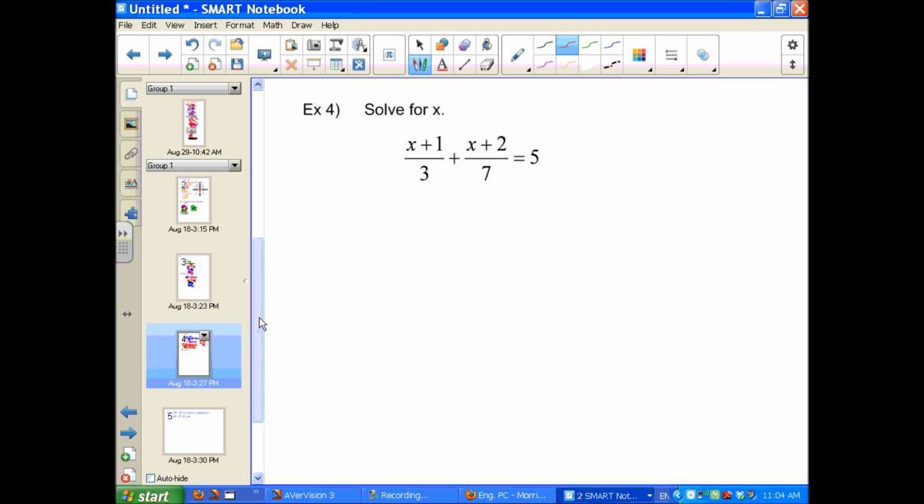What do you hate about that? Me too. So let's get rid of it. I want to multiply this whole problem by something that's going to get rid of both of those denominators. So I need something that both a 3 and a 7 will go into. 21.